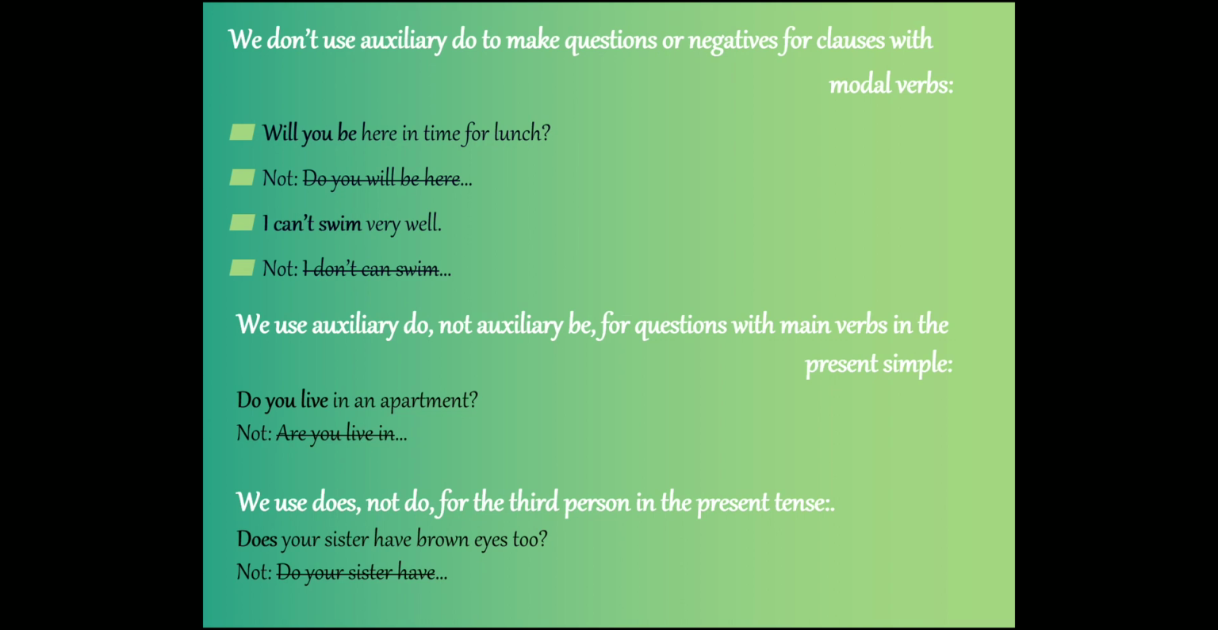Be sure of it. Do you live in an apartment? Right? Which is a correct one, but we cannot write are you live in. No, we can never write be forms like is, am, are, was, were in our simple present tense or simple past tense, right? The next thing we cannot do is use do, not does, for the third person in the present tense, right?